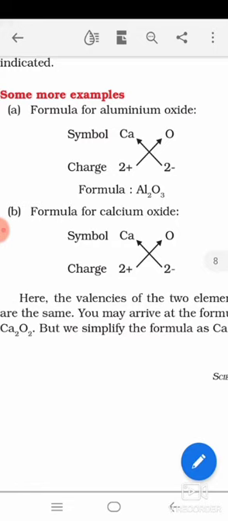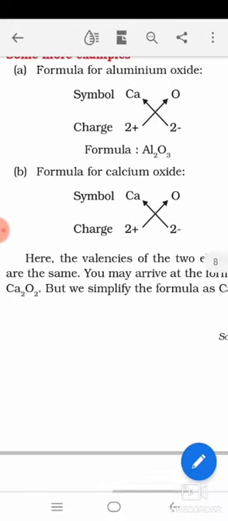Then aluminium into 2, Al2. Oxygen into the charge of aluminium, that is 3 plus. Oxygen into 3, O3. The formula will be Al2O3.